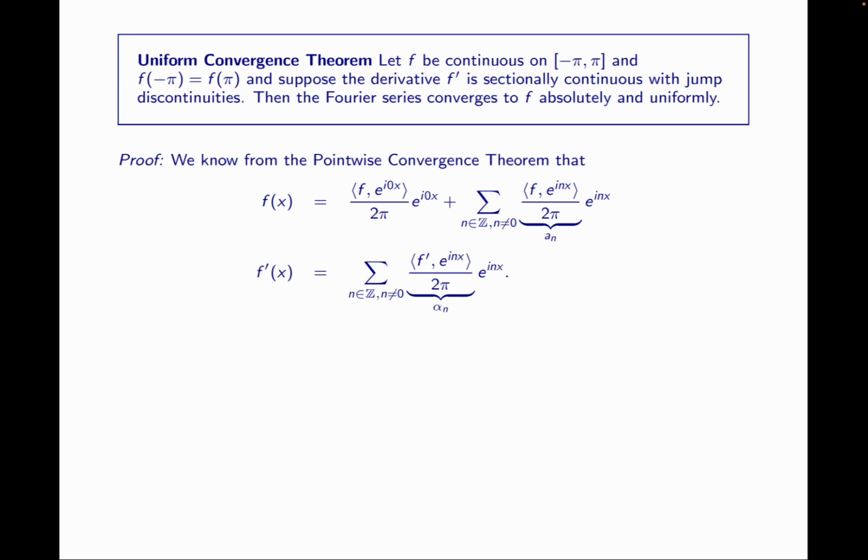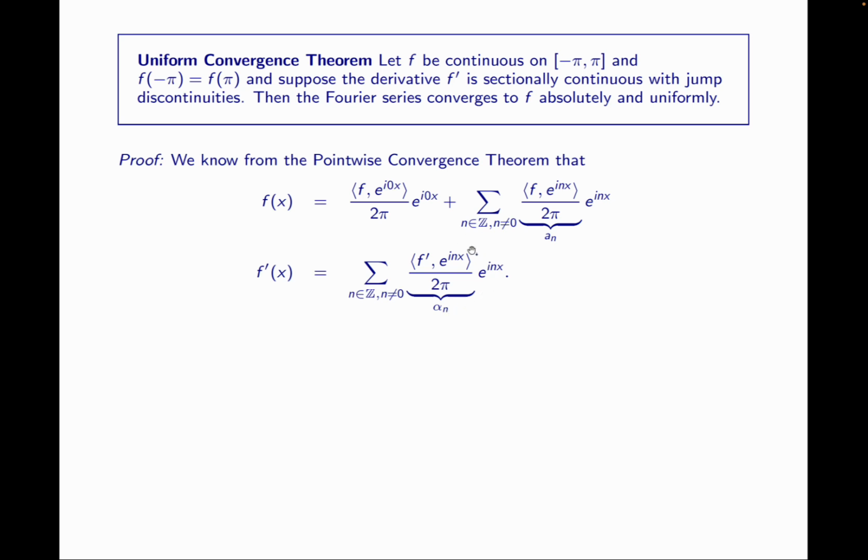Now, f prime from the pointwise convergence theorem can also be expressed as a Fourier series. Of course, because I have jump discontinuities, I may not get equality at those jump discontinuities, but in the L2 sense, I do have equality. Now, notice I don't have a constant term. Why is the zeroth term of f prime necessarily 0? I will leave that enigma to your ponderings, but I bet you can figure it out.